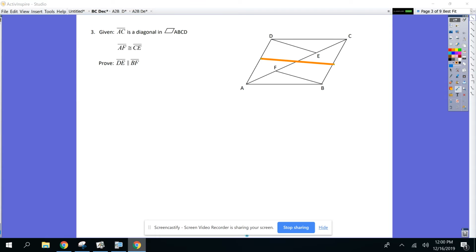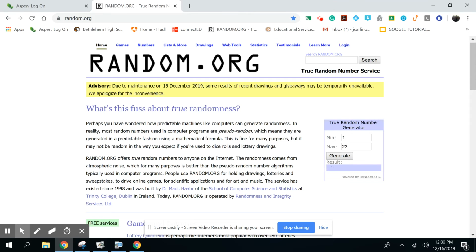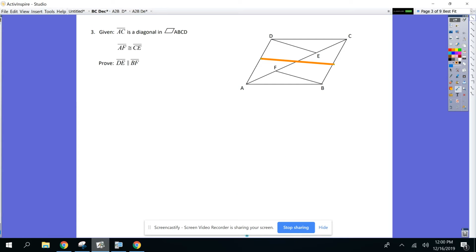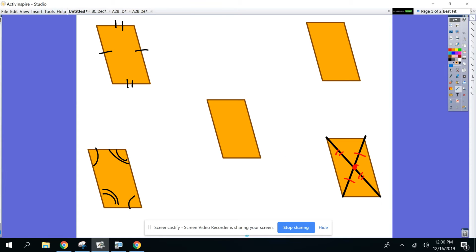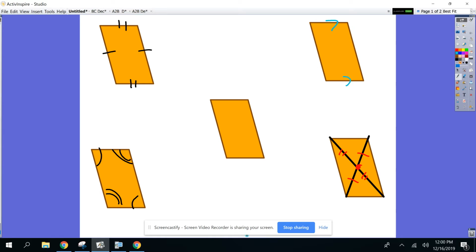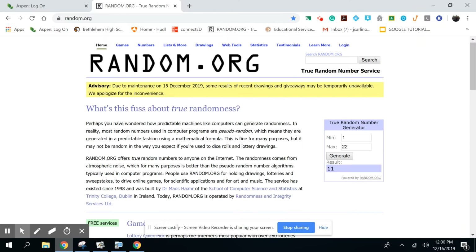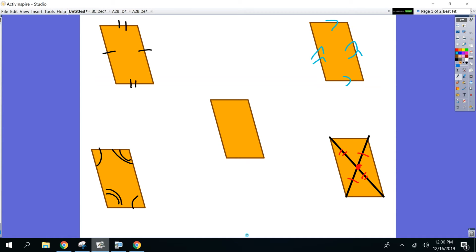Okay, next property. Good job so far. Next property. 11. Yes, they are. And I believe there's one more I'm looking for. One more property. Oh, 14. There you go. Nice job. Consecutive angles are supplementary. I'm not going to put that one up there, but we can use that in an algebra problem.